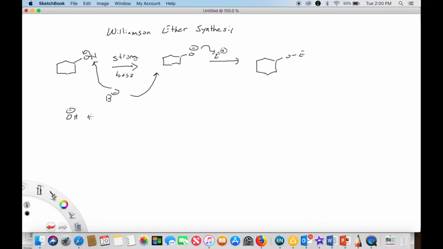Now, strong base. You typically think OH is a strong base. This typically doesn't work for normal alcohols. It's not strong enough because the pKa of an alcohol is roughly 16 and the pKa of water is 15.7, so we need a stronger base.